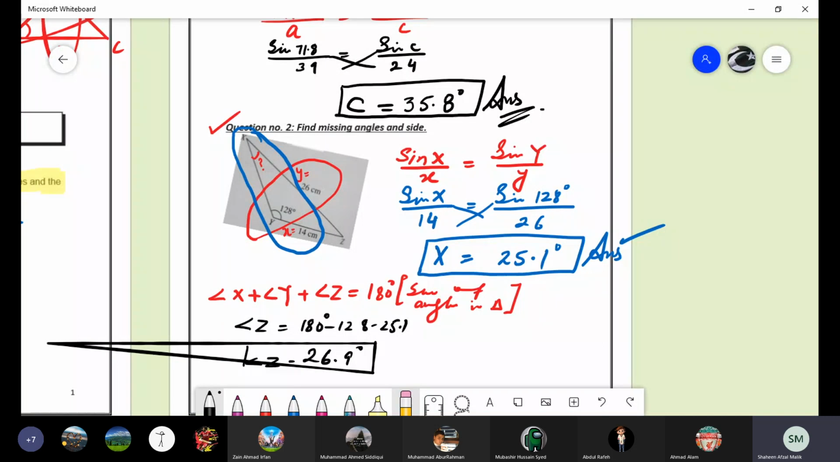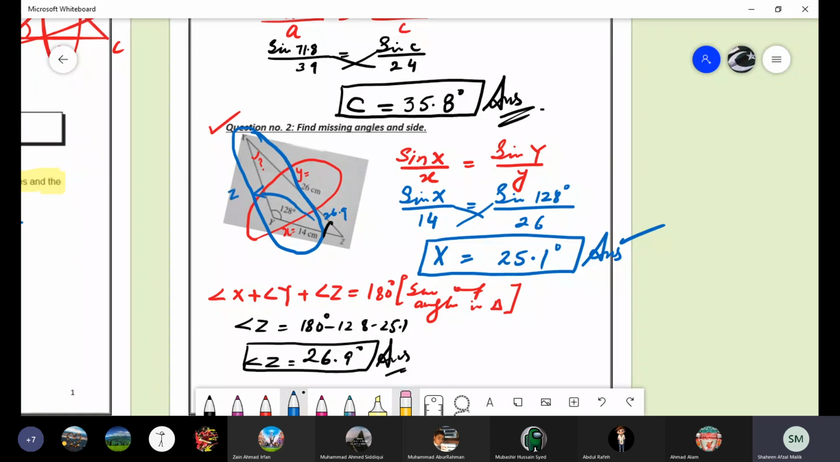Now, all the three angles are completed. What is left over? Now we have this angle, this angle is 26.9. So we have to find out its opposite side, that is small z. How will you find that? Sine y over y is equal to sine 26.9 over this side. We can write it as y over sine y is equal to z over sine z.